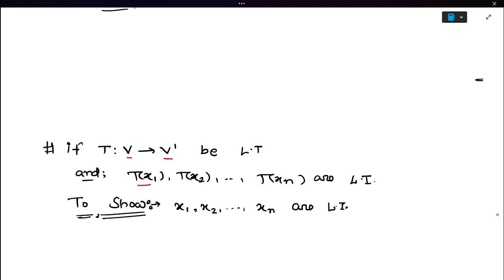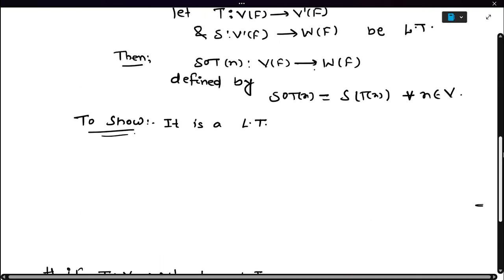T of x1, T of x2 and T of xn, these image elements, form a linearly independent set. These are LI. Then we need to show x1, x2, xn are LI. So we will discuss these three things in this lecture.